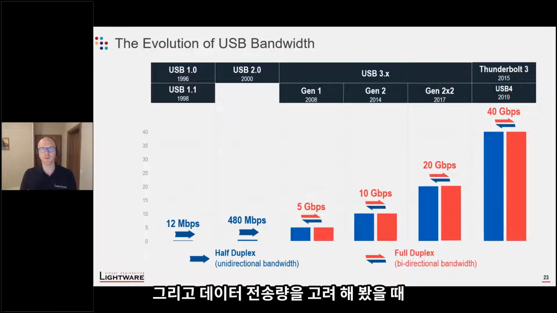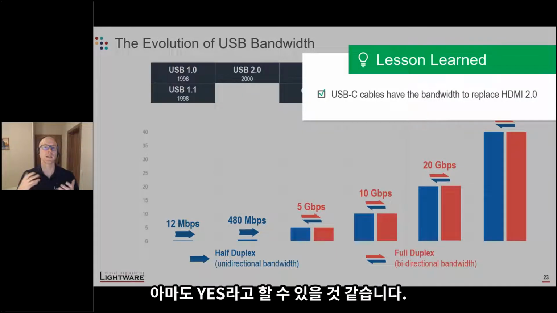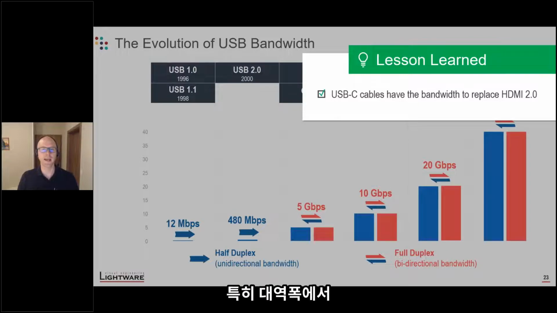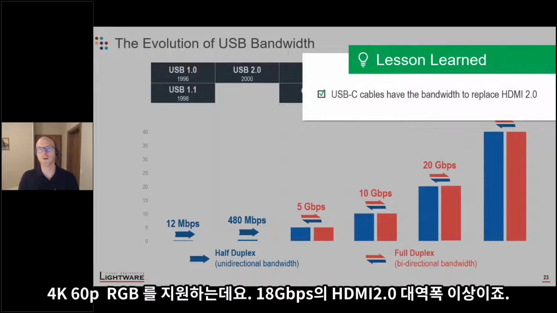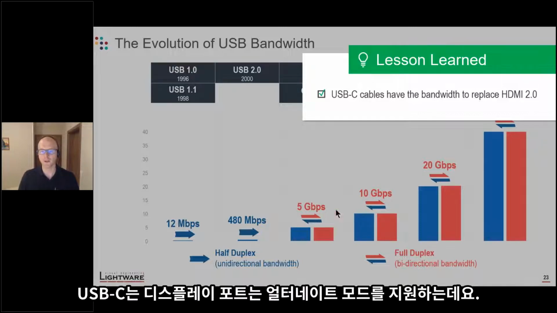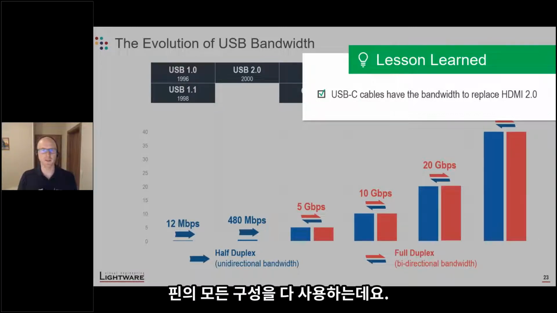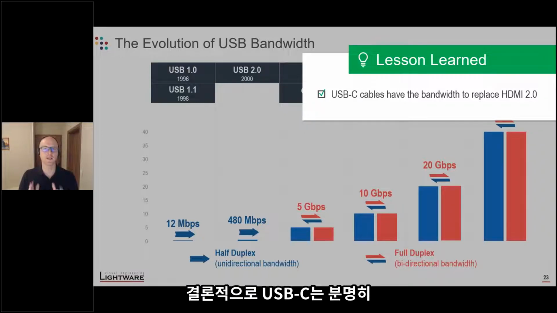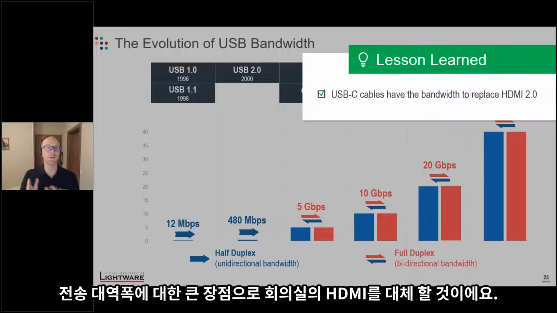And if we look at it from the bandwidth perspective, we can say yes, it definitely has the bandwidth to support, let's say, 4K 60 RGB, which requires 18 gigabits per second. And as you can see, USB-C is using DisplayPort Alt Mode on the wire pairs in a cable. We will talk about that later, but yes, definitely USB-C has the bandwidth potential to replace HDMI in meeting rooms.